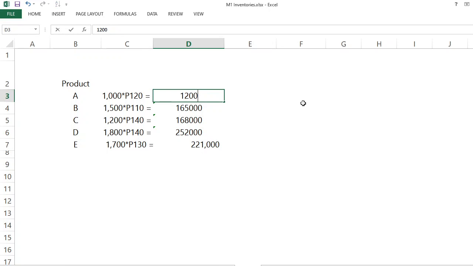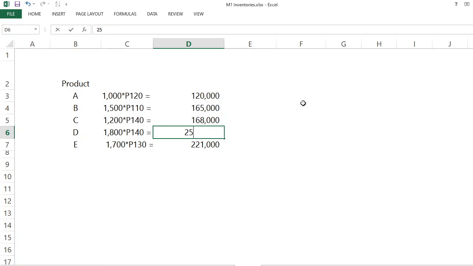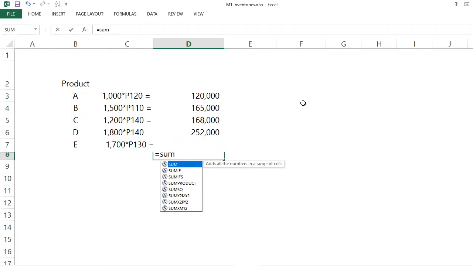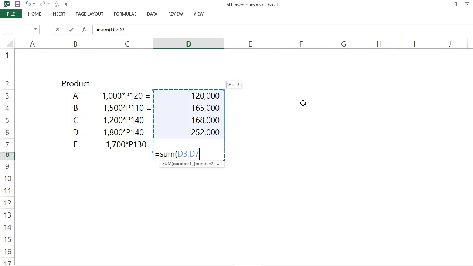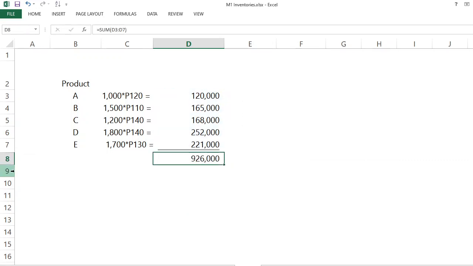So, 120, 165. Ay. How about that one? Naka-share na ba ang screen ko? Yes, ma'am. Okay. Then, let's have the total. Ilagay itong answer ni Glamar. 926. Tama na naman si Glamar. Ayan.